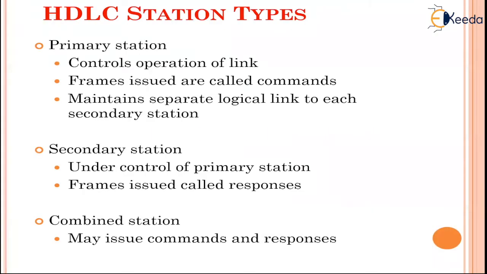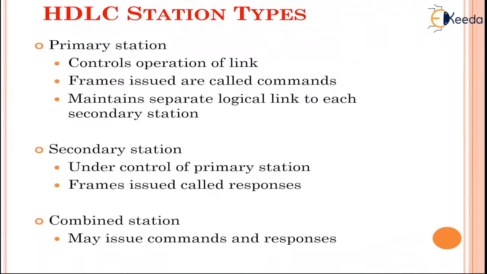To satisfy a variety of applications, HDLC defines three types of stations, two link configurations and three data transfer modes of operation. The three stations are primary station, secondary station and combined station.